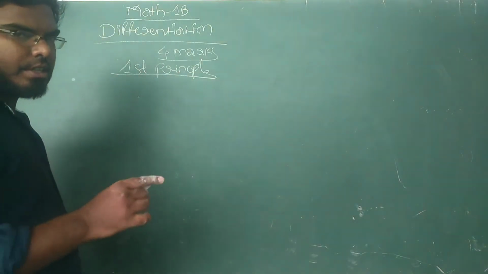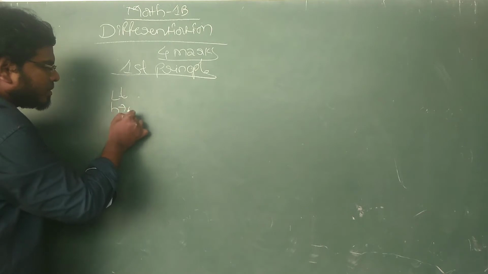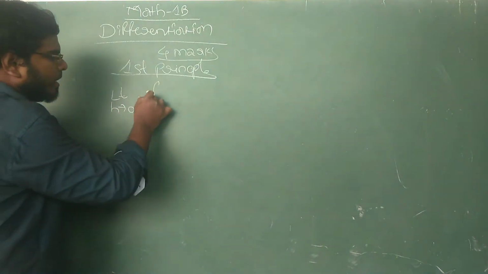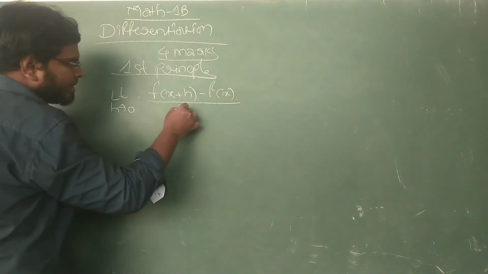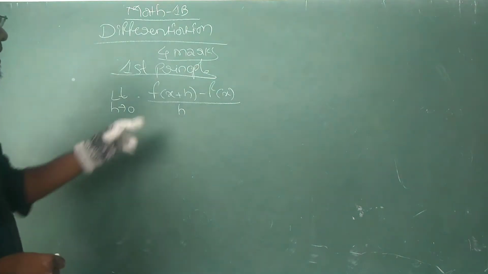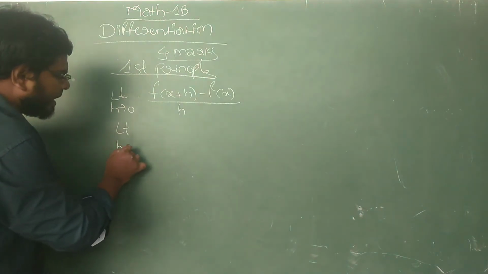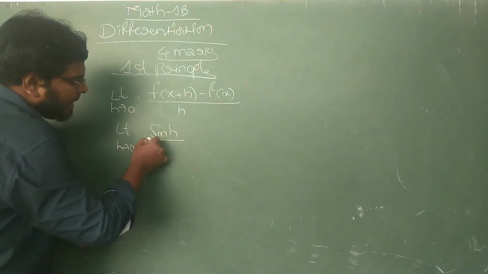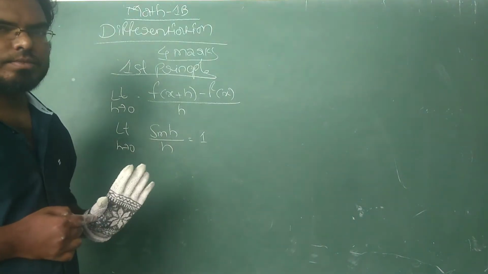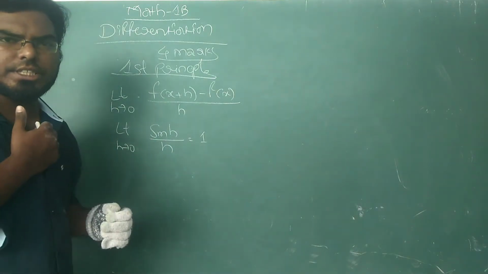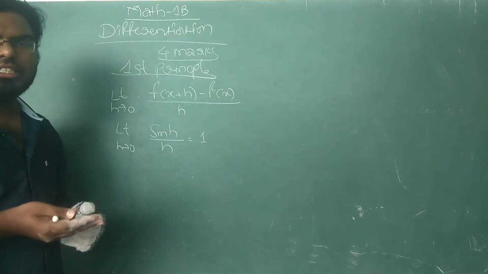Listen, first we require some formulas to do this problem. The first formula is limit h tends to 0, f of x plus h minus f of x by h. The next formula, limit h tends to 0, sin h by h is always equal to 1. These two formulas are most important.